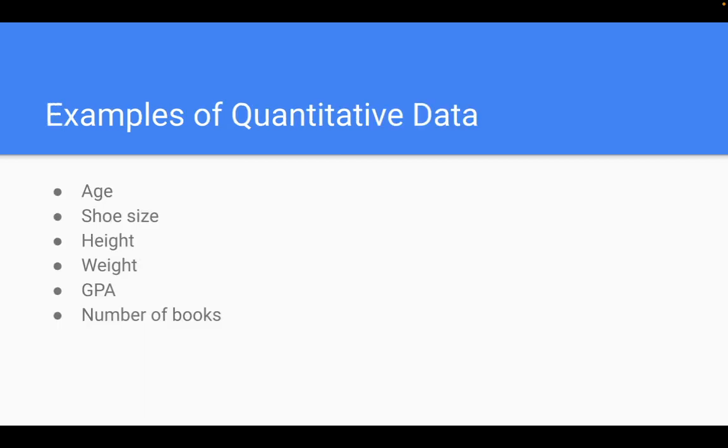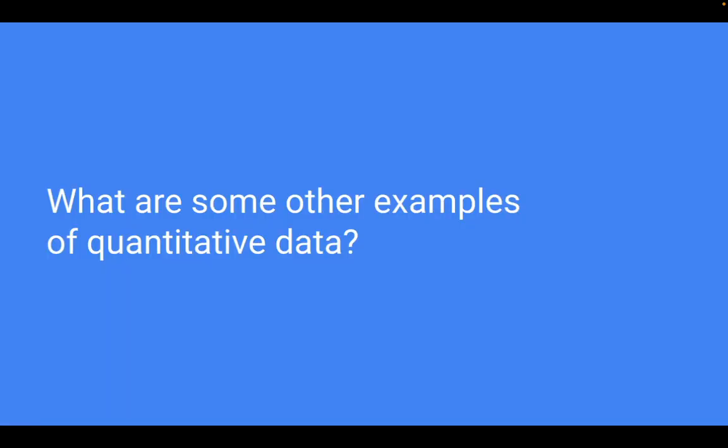All right, some examples of quantitative data would be things like your age, shoe size, height, weight, GPA, the number of books on your bookshelf. Again, anything that can be represented or counted numerically. As we did with qualitative, take a moment and come up with some other examples that could be quantitative.